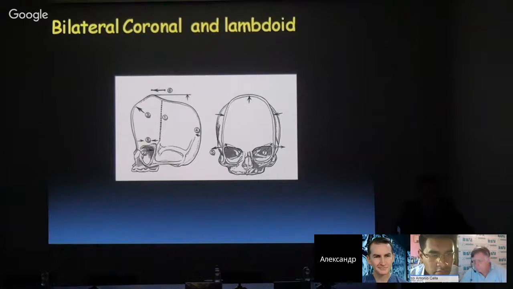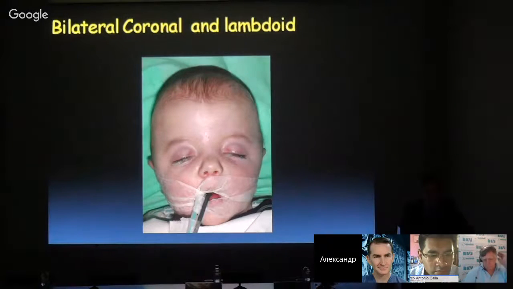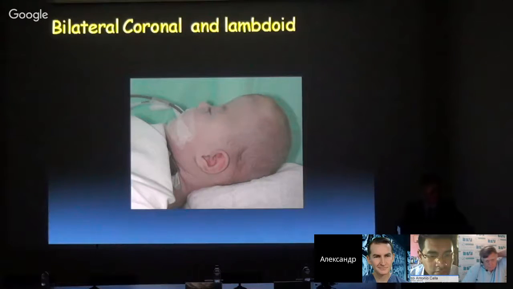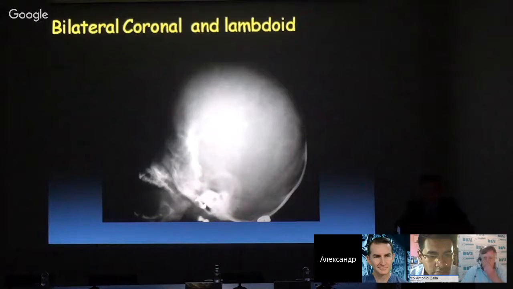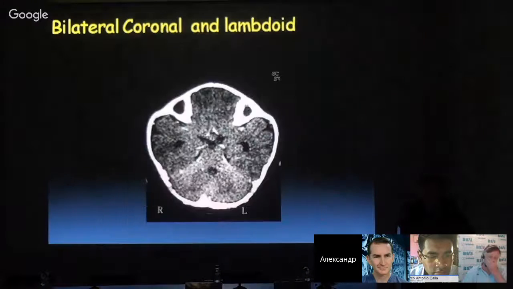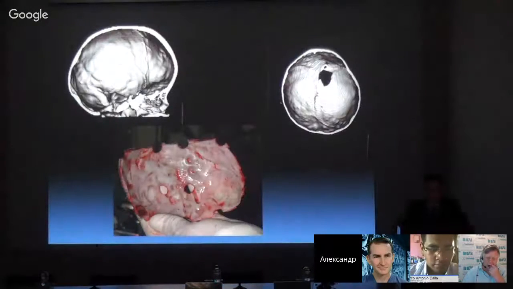Bilateral coronal and lambdoid, you have a very, very narrow anterior-posterior diameter of the skull. As you can see, it looks like a syndromic craniosynostosis, but it's not. And this child was about 3 months. You can see in the X-ray signs of increased ICP. The CAT scan shows a bizarre form of the skull. 3D reconstruction and the bone flap during the surgery.